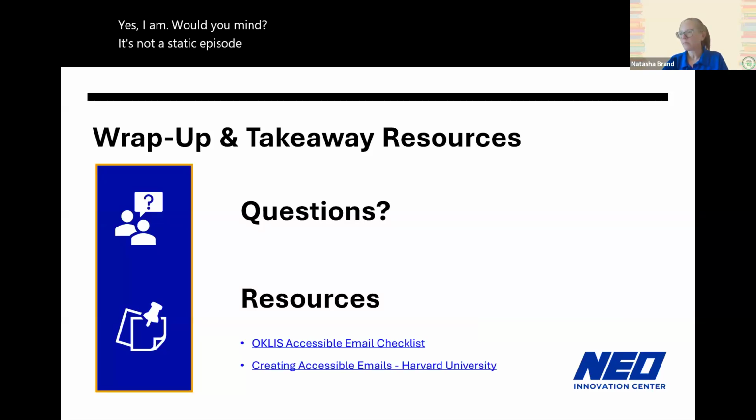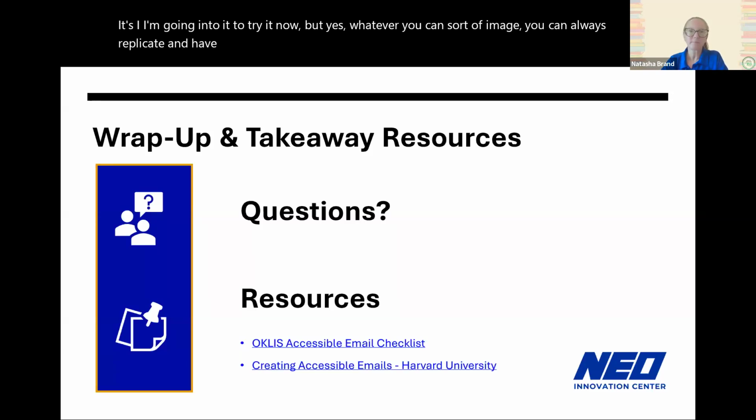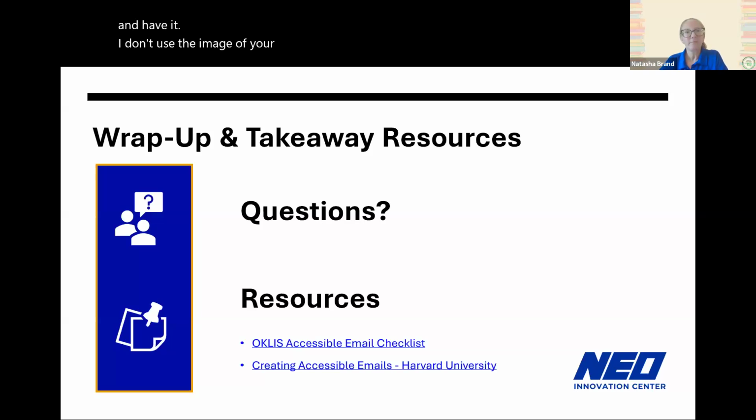I'm going into it to try it now, but yes, whenever you insert an image, you can always right click and add it. I don't use an image in my signature. Even with Outlook, I have to go in all the time and rescan it and get it in. But with Gmail, I don't usually use a picture in my signature, but you can get a picture in there and add alt text.